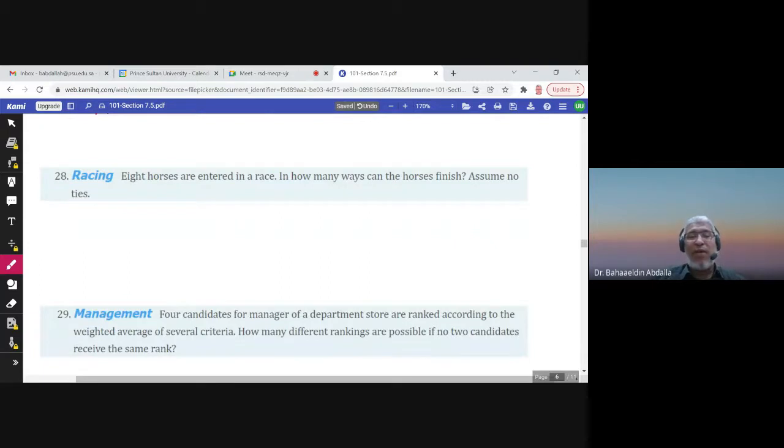Now here is another question. 8 horses are entered in a race. In how many ways can the horses finish? So we have 8 horses and they will finish the race. One of them will come first, then second, third. So the order is important here. So 8 factorial or 8p8.